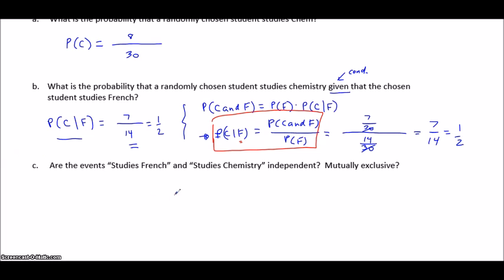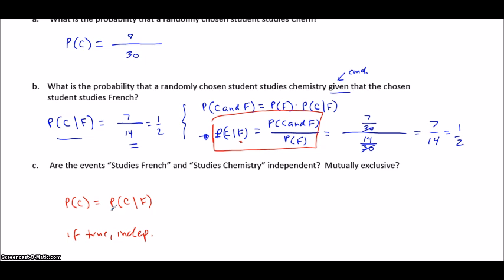And then the last question here: are the events studies French and studies chemistry independent? Well, the question is, does one depend on the other? We can just use the two results from above to check that out. This is asking, is the probability of studying chemistry the same as the probability of studying chemistry given that I study French? If this is true, then they're independent.